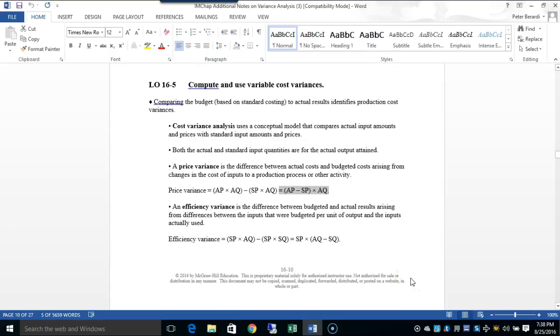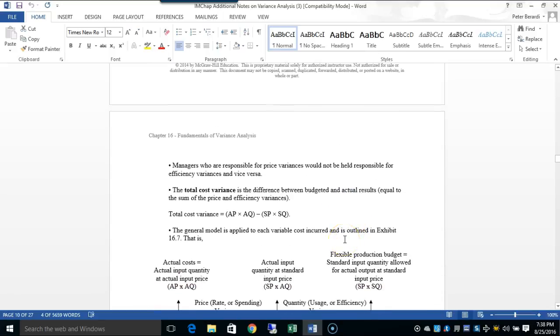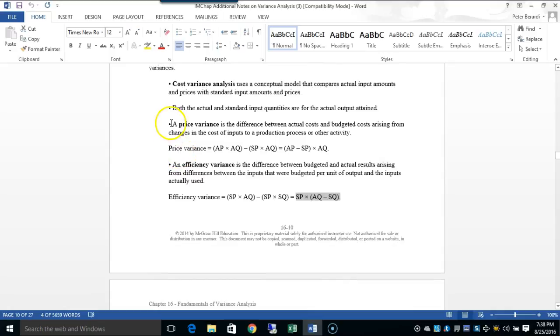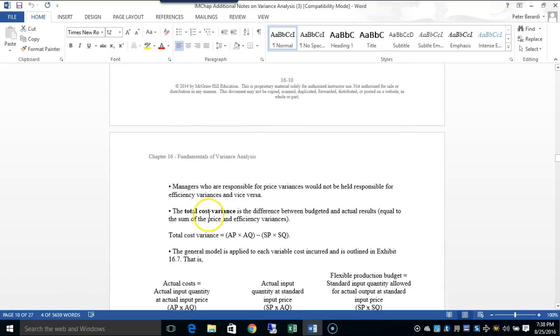An efficiency variance is the difference between budgeted and actual results arising from differences between inputs that were budgeted and the inputs actually used. This is where the flexible budget will come in. Essentially, the efficiency variance is the actual quantity minus standard quantity times the standard price. The total cost variance is the difference between budget and actual results, and essentially the addition of the price variance plus the efficiency variance. Price plus efficiency variance is going to equal your total cost variance.